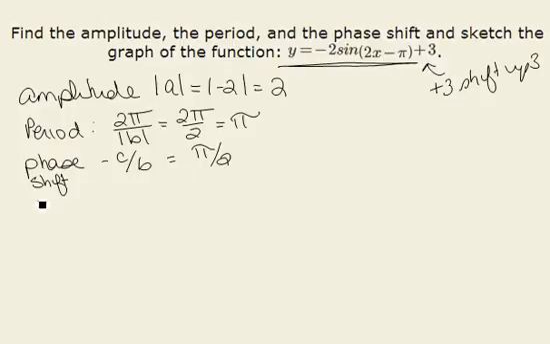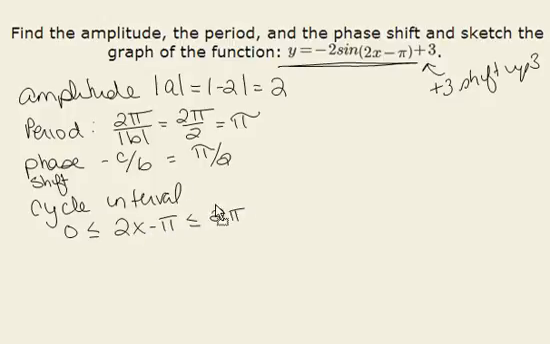We can verify that by finding our one cycle interval for our sine function by placing 2x minus pi into the inequality between 0 and 2 pi. If I add pi to both sides and divide by 2, I will get x between pi over 2 and 3 pi over 2. Indeed, we have a pi unit interval with our phase shift being pi over 2 units.